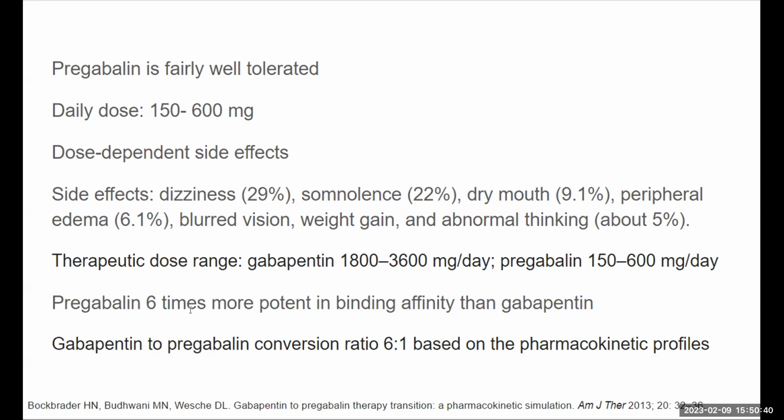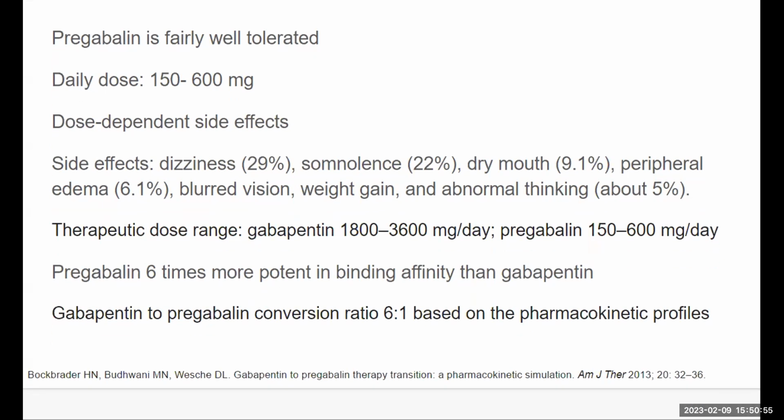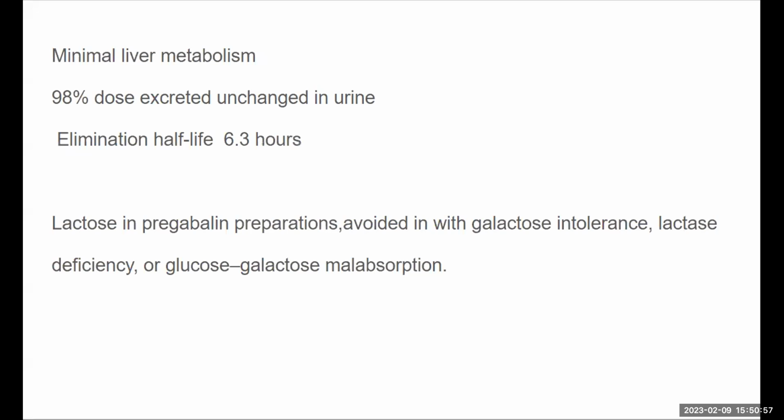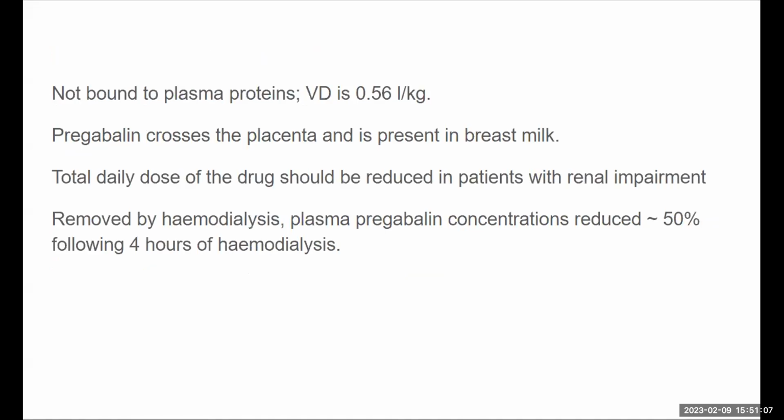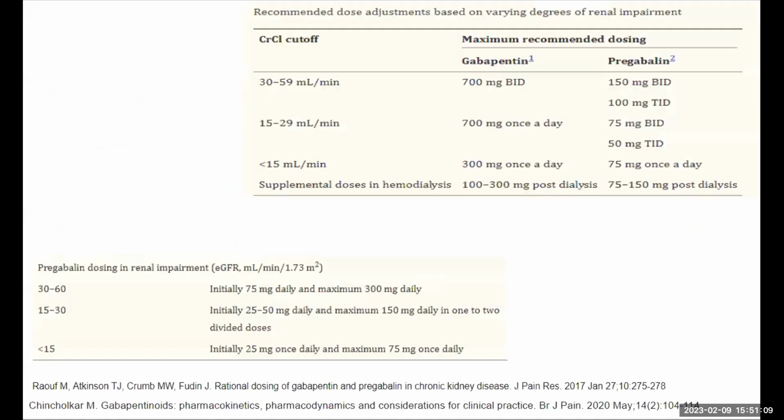If somebody is to be converted from gabapentin to pregabalin, the conversion ratio is 6:1, which is based on the pharmacokinetics, because pregabalin is 6 times more potent in binding affinity than gabapentin. So if you want to convert somebody. Minimal to no liver metabolism, so all good for the liver, but it is excreted in urine, so decrease the dose in renal impairment and supplement it further.